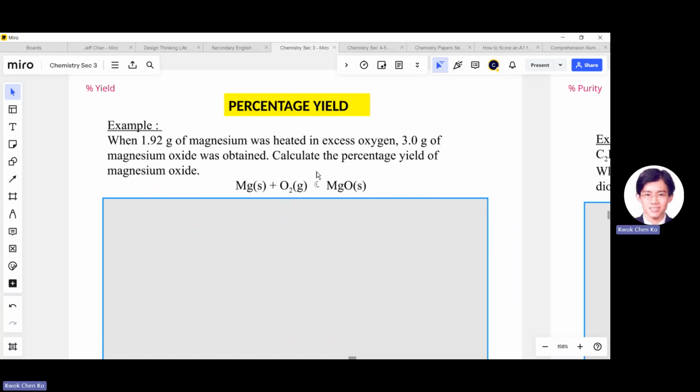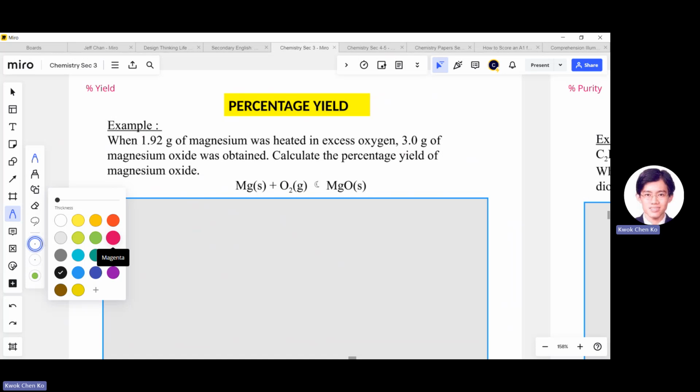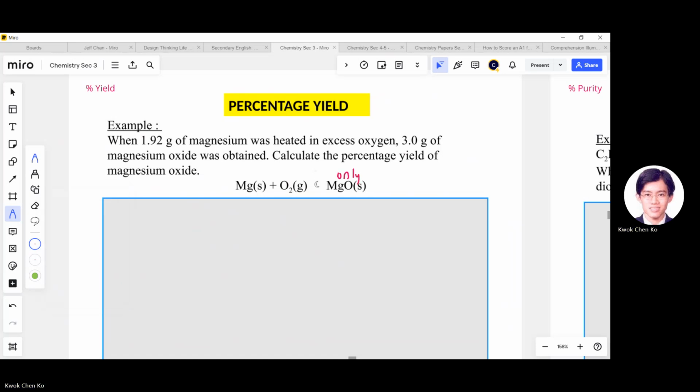So it's a percentage yield question, obviously. Now, the good news is, look at my reaction, there's only one product. So therefore, you don't have to figure out what is the desired product. There's only one product. This is a typo-ish error. But if you ever encounter more than one, you need to look at your question to figure out which is the desired product.